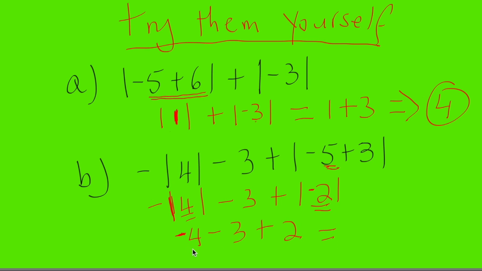Now we're going to solve from left to right. Negative 4 minus 3, same sign. You're going to add and keep the negative sign. Negative 7 plus 2, now the two numbers have different signs. You're going to subtract, that's 5. And because 7 is larger and it has a negative sign, that's negative 5.